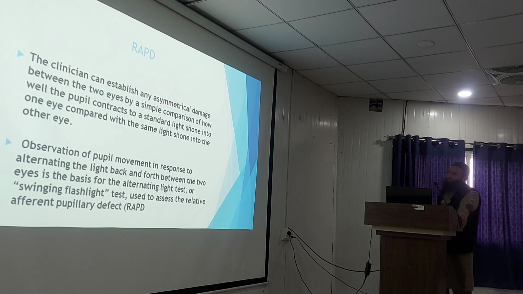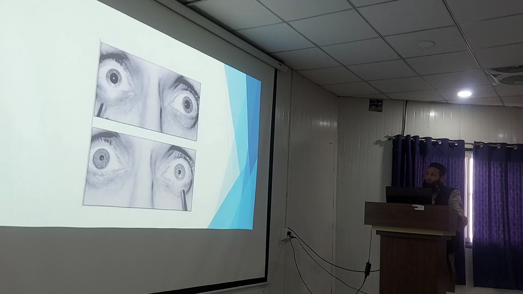The clinician can establish any asymmetrical damage between the two eyes by simple comparison of how well the pupil contracts to a standard light shone into one eye compared with the same light shone into the other eye. Observation of the pupil movement in response to alternating light back and forth between the two eyes is the basis for the alternating light test, or swinging flashlight test, used to assess the relative afferent pupillary defect. It would be better if we had a patient. See here, this is the good eye.